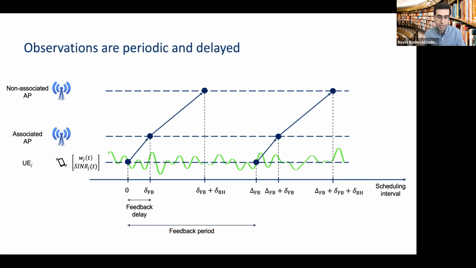Moreover, I mentioned the observation exchange among the agents, so we also assume that there is a backhaul delay. Of course, the throughput of that interface is going to be high, but there is going to be delay there. So each AP is going to send its users' observations to other APs with a certain amount of delay as well.